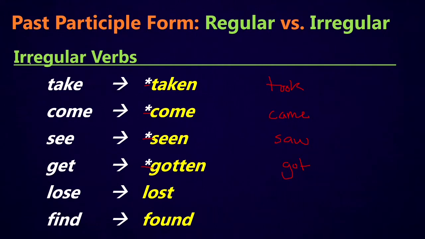So for these irregular verbs, it's a little bit extra work because you have to learn the base form, the past simple form, and the past participle form. So the past participle is what we're using with the present perfect verb tense.